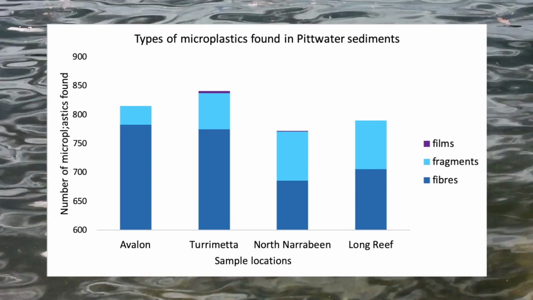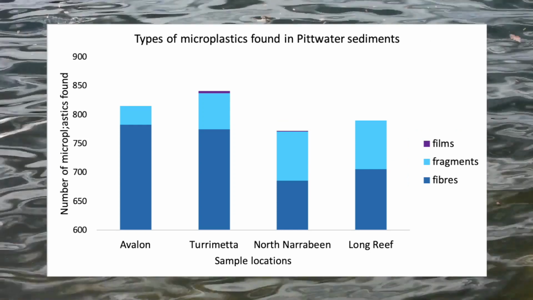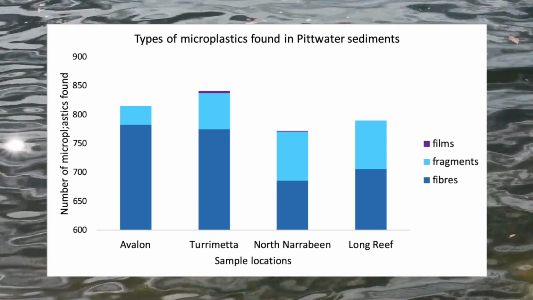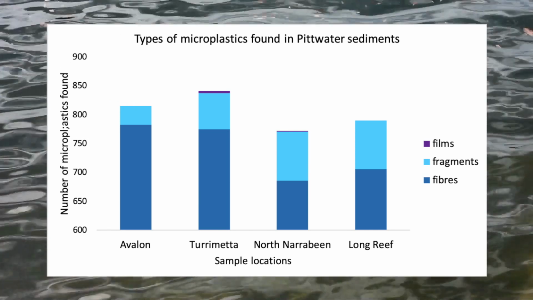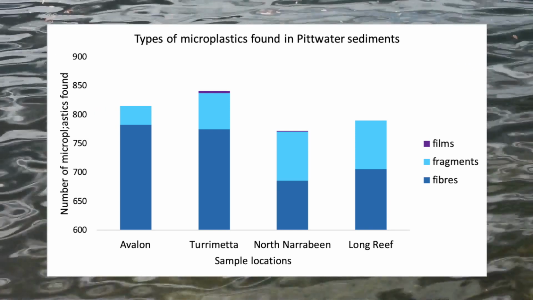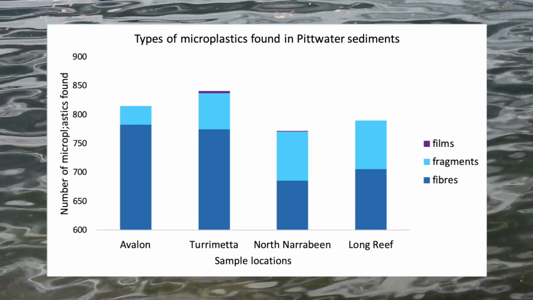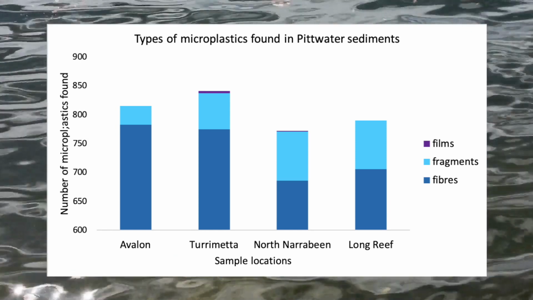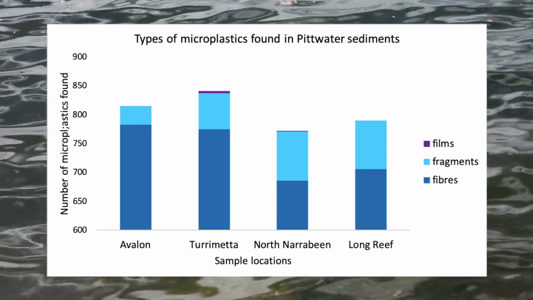Finally, we looked at the different types of microplastics that were found in Pittwater and how many of them we found. Interestingly, the most dominantly found type was actually microfibers. Microfibers are small pieces of cloth that is not made of cotton, but instead made of a polyester or plastic material. That's right, clothes. I believe if we rewind, I might have mentioned those before.